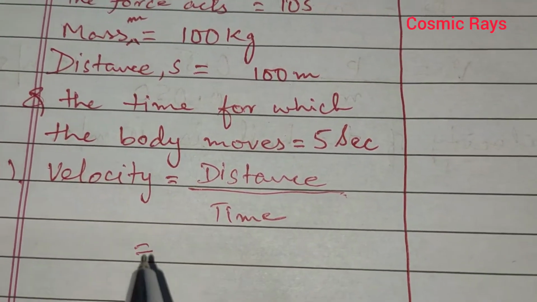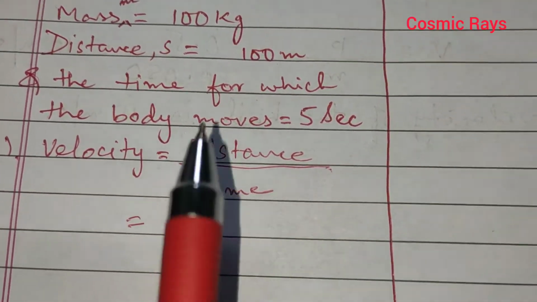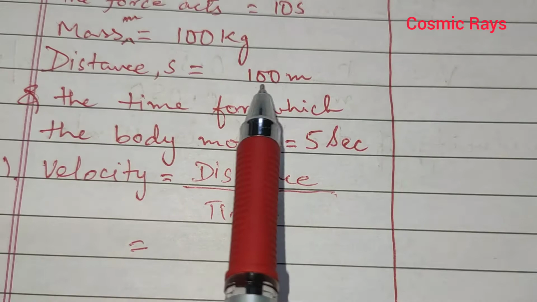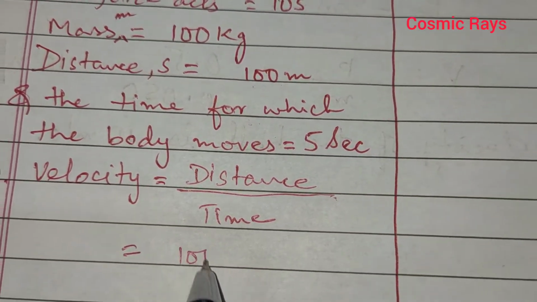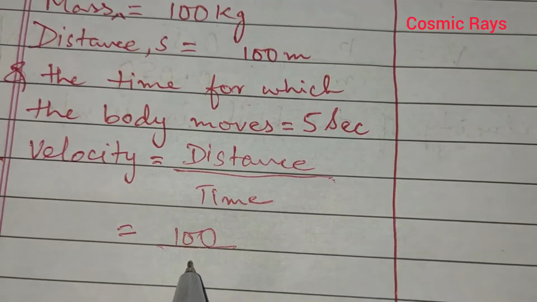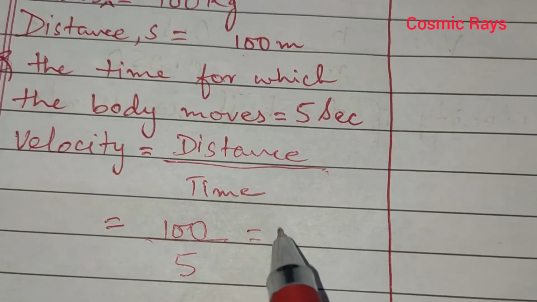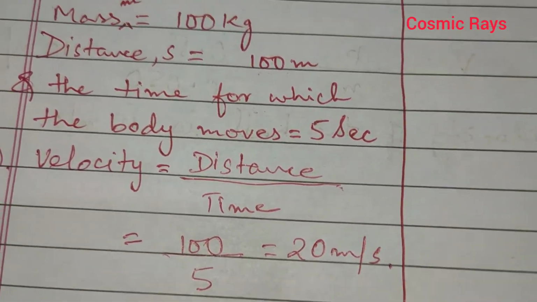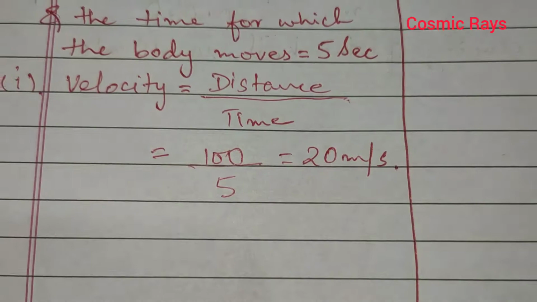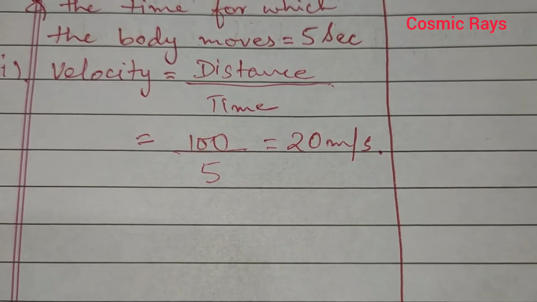You can write displacement also, no harm. So putting the values, we know that distance is 100 meters. So we write 100 meter divided by time taken, 5 seconds. After division we will get 20 meter per second. So you can write one line that the velocity that the body will acquire is 20 meter per second.